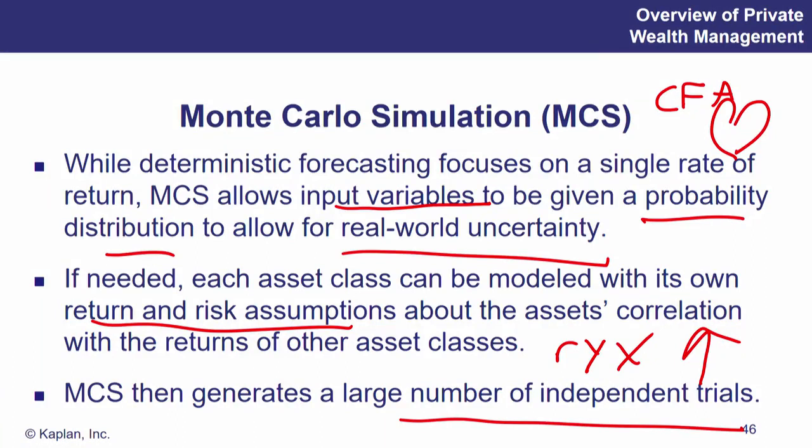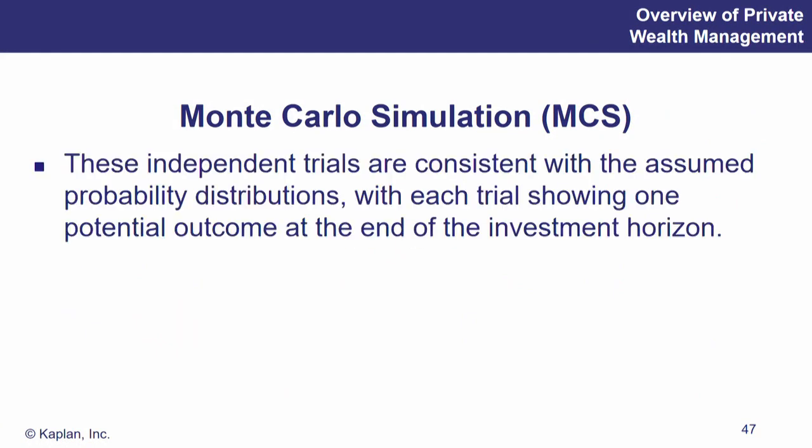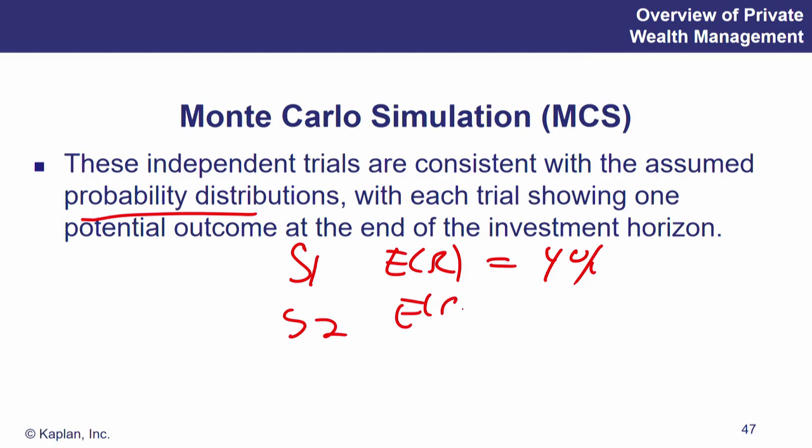Okay, so Monte Carlo simulation, once we do all these assumptions, we can run a large number of independent trials. Now, these independent trials, I need you to understand they are consistent with these assumed probability distributions. So what does that mean? Hey, at simulation 1, there's going to be an outcome. Let's say it's 4%. Simulation 2, expected return is 3%, and so on and so on. So we are going to end up with a trial showing this potential outcome. There is a final output answer.